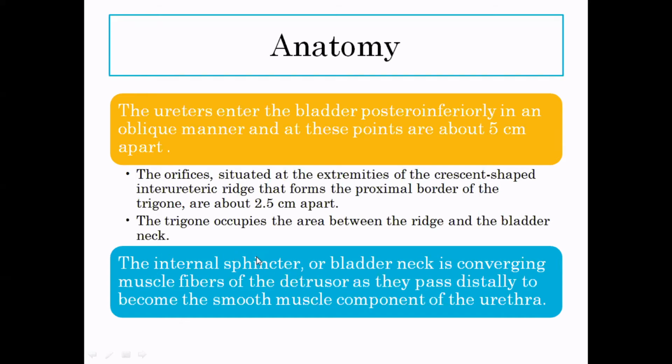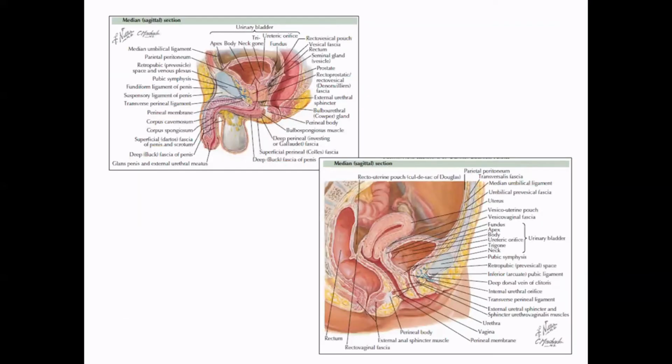And there are two important structures, the internal sphincter and the external sphincter. That is very important for continence. If they are damaged, then the patient becomes incontinent. So it's also a very busy slide.